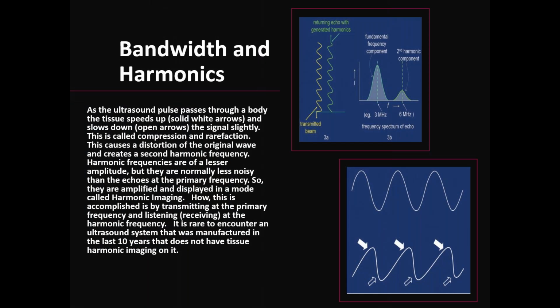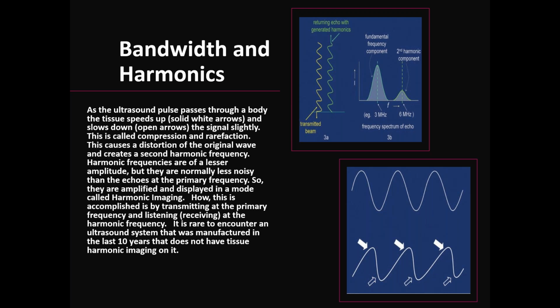As the ultrasound pulse passes through a body, the tissue speeds up and slows down the signal slightly. The solid white arrows are the speeding up and the open arrows are the slowing down. This causes a distortion of the original wave and creates a second harmonic frequency. It actually creates multiple harmonic frequencies, but we're just going to focus on the second harmonic frequency for now.